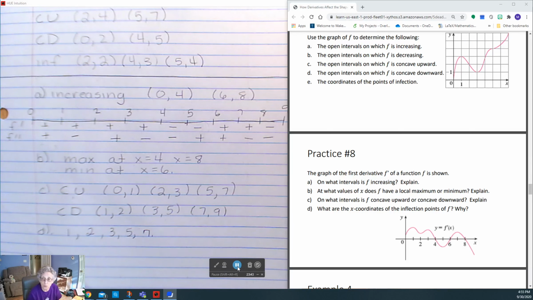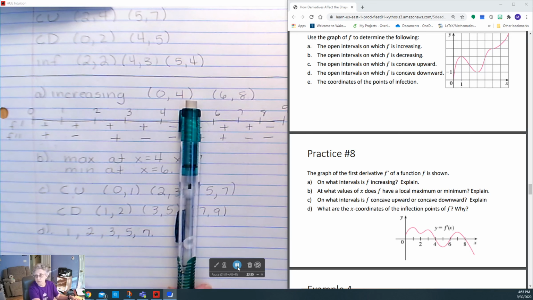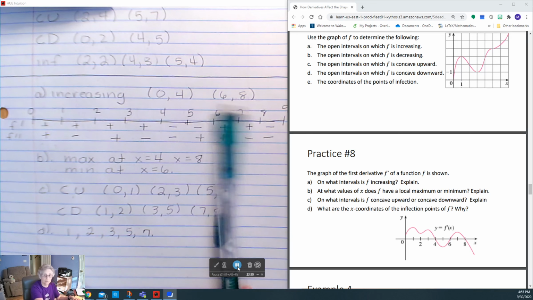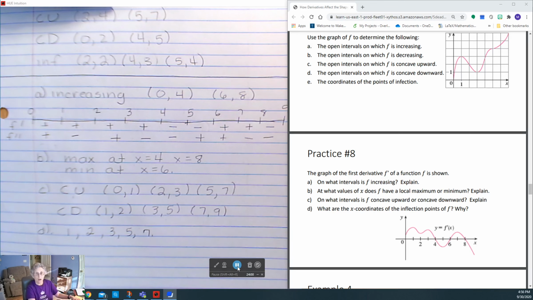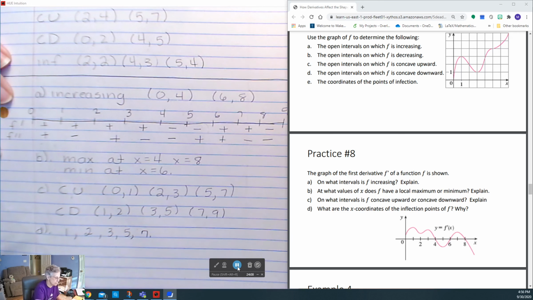So when it asks where it is increasing, I have to look at where this graph is positive, because when the derivative is positive is where it's increasing. So it's increasing from 0 to 4, and it's increasing from 6 to 8. I went ahead and made myself a sign chart for it, just to illustrate how we can do this.